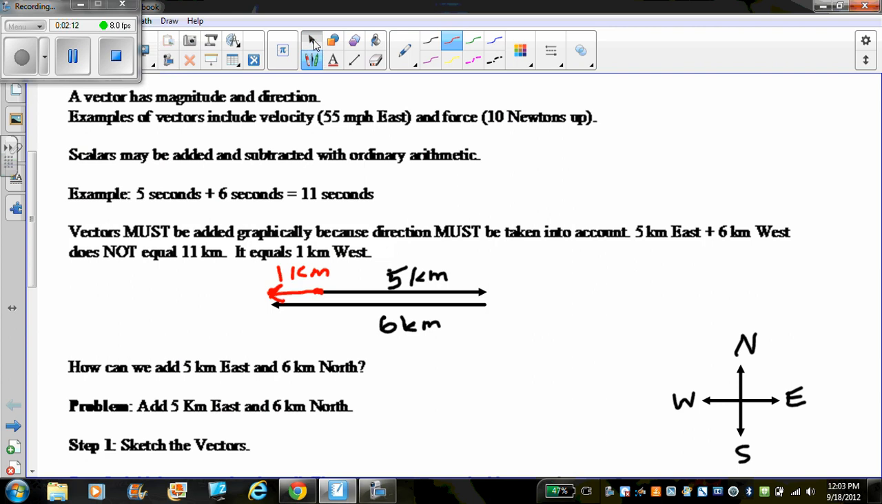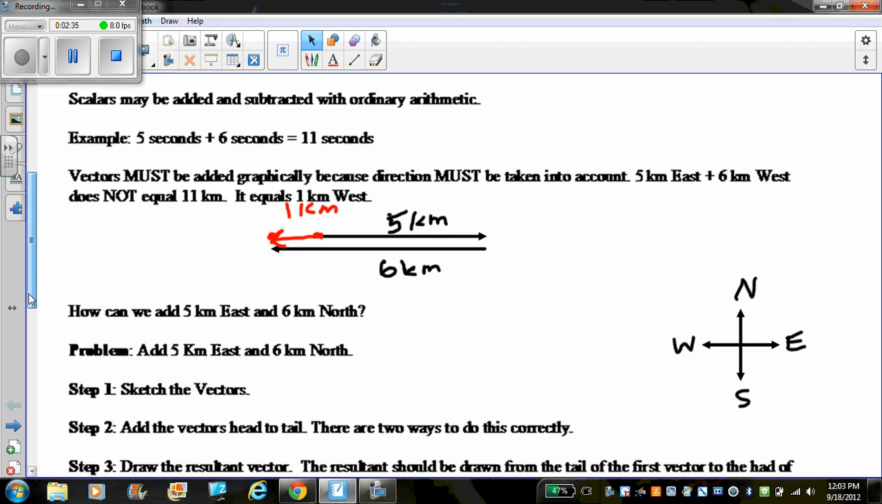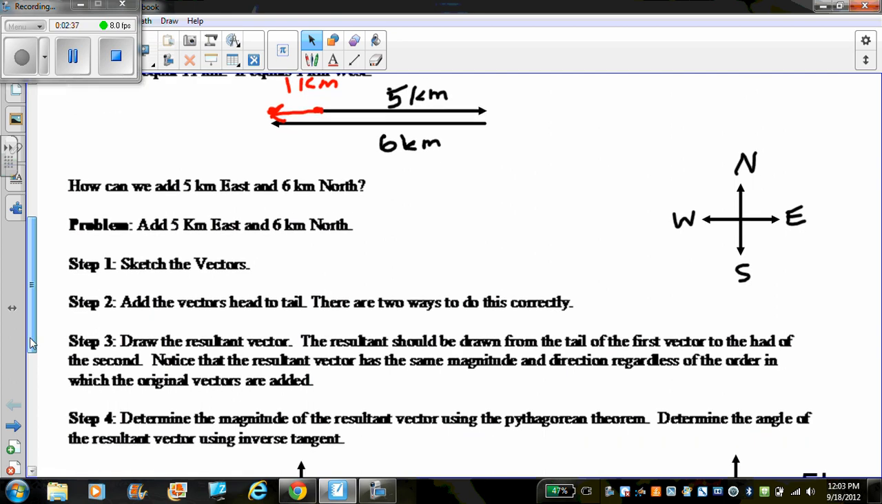If I take my 1 kilometer vector and put it on the coordinate plane, I can see that its direction and its length remain constant even when I move it around. Let's look at another problem. Add 5 kilometers east and 6 kilometers north. In order to solve this, first we're going to sketch the vectors.